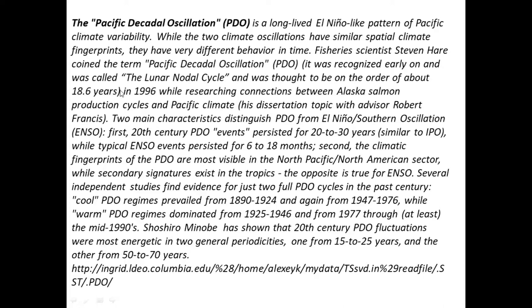In 1996, while researching the connection between the Alaska salmon production cycle and Pacific climate, which was his dissertation topic, two main characteristics distinguished the PDO from ENSO. First, 20th century PDO events persisted for 20 to 30 years, similar to the IPO, while typical ENSO events persisted 6 to 18 months. Second, the climatic fingerprints of the PDO are most visible in the North Pacific and North American sector, while secondary signatures exist in the tropics. The opposite is true for ENSO, but they are interrelated, as I will show you coming up.